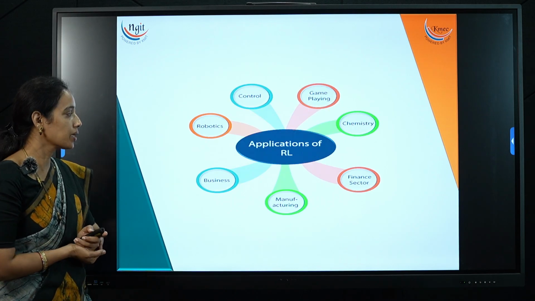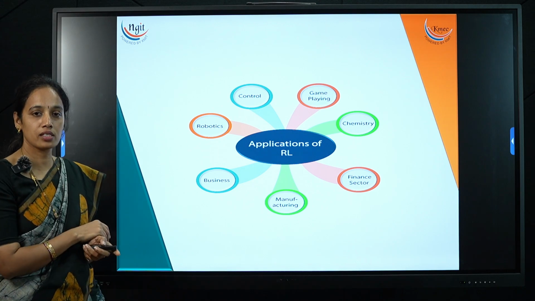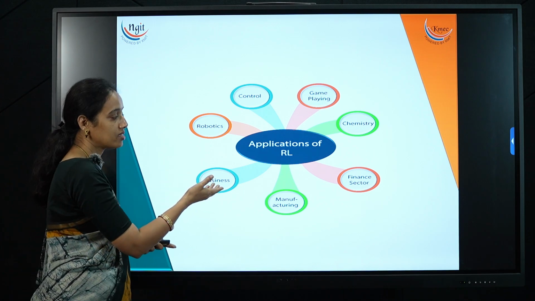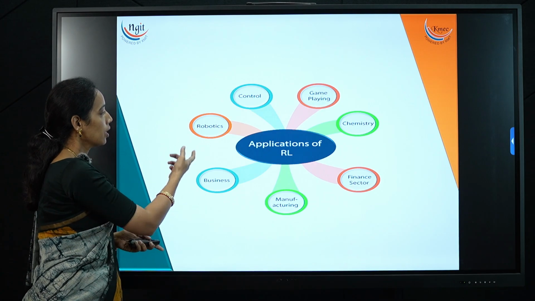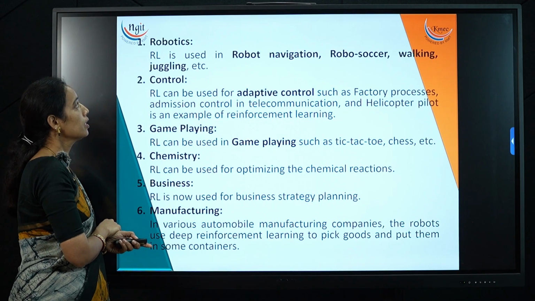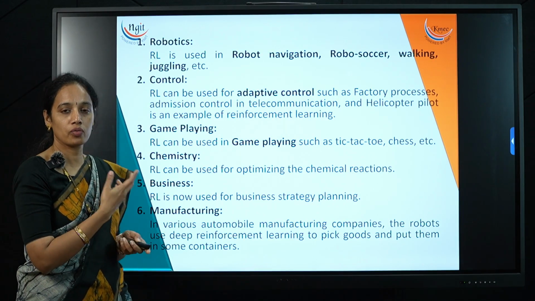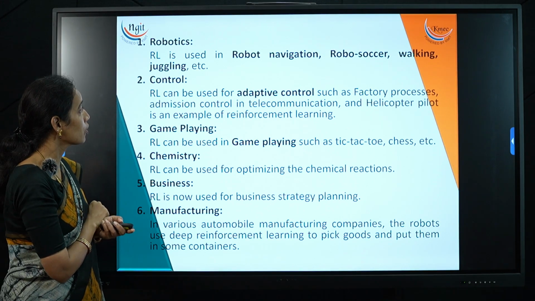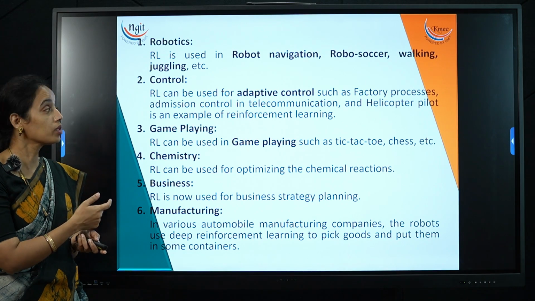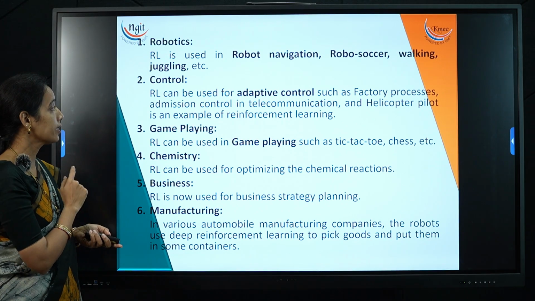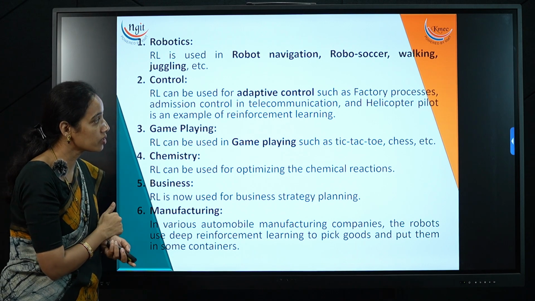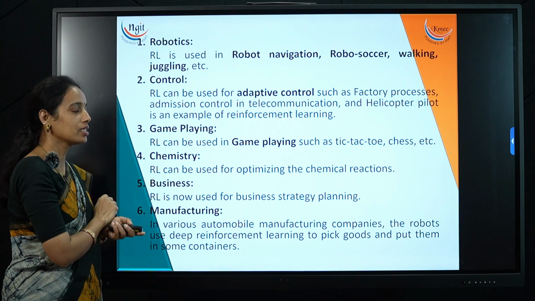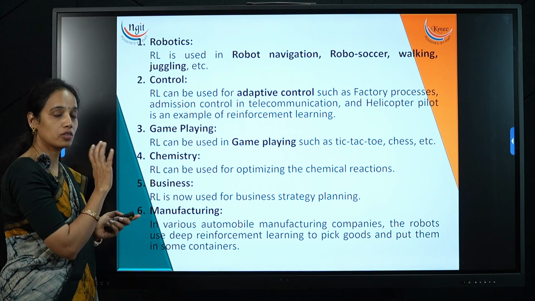Then coming to the applications of RL, there are different applications in different domains where we can use reinforcement learning: game playing, chemistry, finance, manufacturing, business, robotics and controlling. Coming to robotics, we know how important robots have become in daily life, so RL is used to implement things in robots. And control is used for adaptive control, such as factory processes and telecommunication, and especially helicopter piloting is just an example of reinforcement learning for controlling.